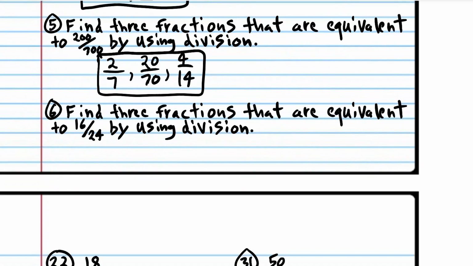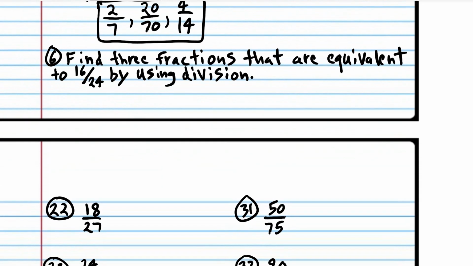Now try number 6. Again, we're using the fundamental principle of fractions here. You can multiply both sides of a fraction by the same number, or you can divide both sides of the fraction by the same number. Try number 6, and when you come back, we'll do it together.